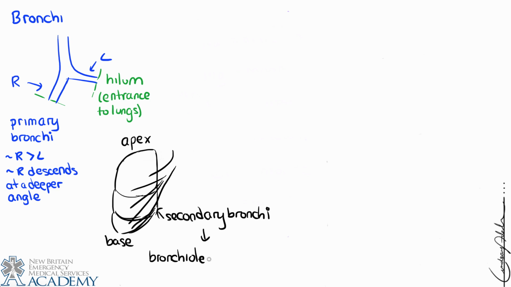And then the secondary bronchi can branch further into tertiary bronchi and quaternary and so on, so they get smaller and smaller and smaller, and they branch a lot, and then eventually they branch to bronchioles, and they're called bronchioles when their diameter is less than 1 millimeter.